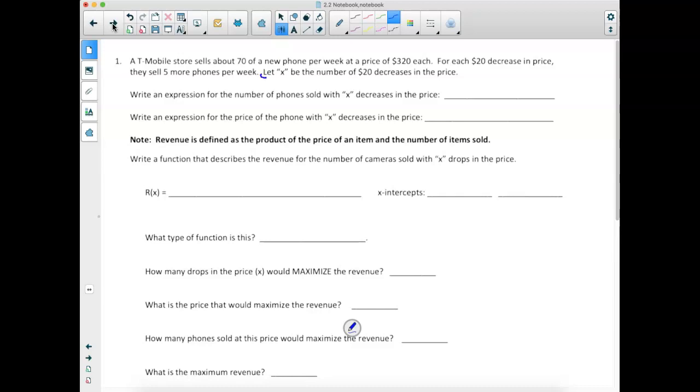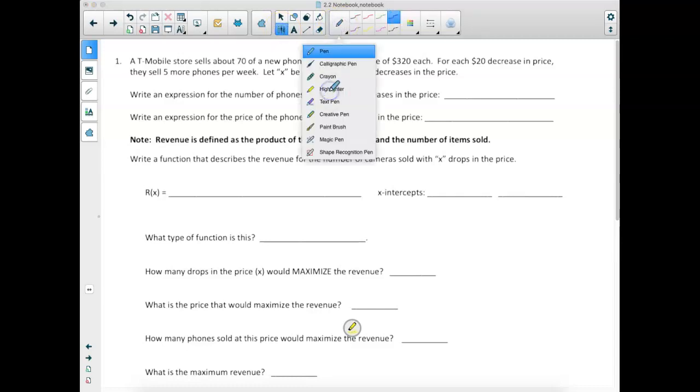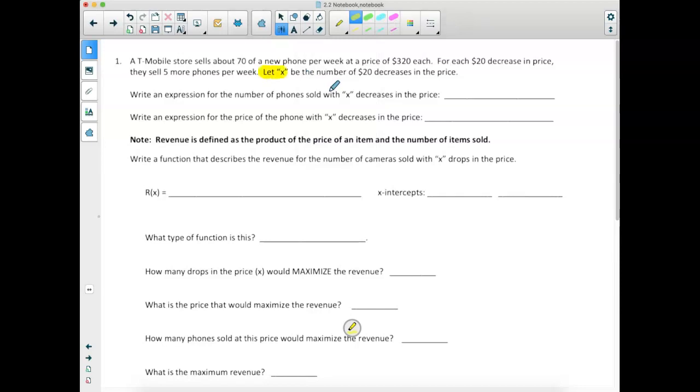Let X, big deal here, okay? I want my highlighter pen because this is really important. That means when I'm writing my equation, anywhere I see X, X is the number of $20 increases. It doesn't represent the $20. It represents 1 increase or 2 increases or 3 increases, okay? Really important to differentiate that when you're looking at that. Get my regular pen back.